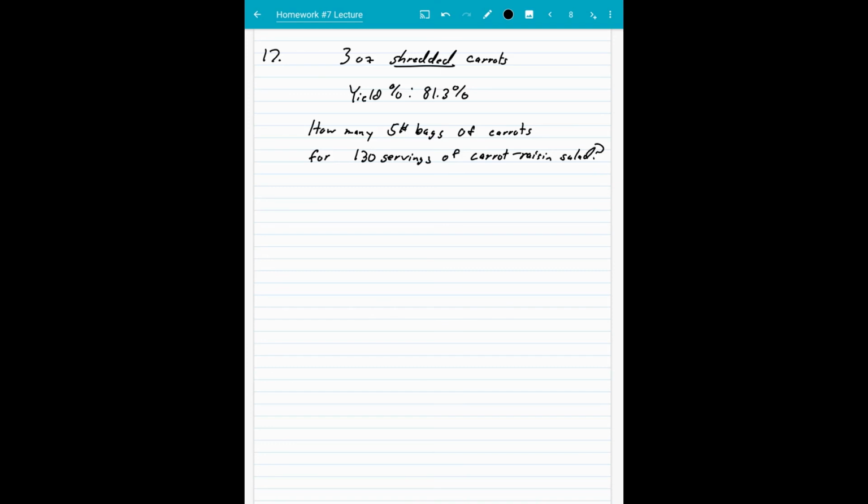So there's our total. We need to figure out our total amount. We need 130 servings. Each serving is 3 ounces. So 130 times 3 ounces. 130 times 3 would give us 390 ounces, and that's our total EP. Again, use the formula AP times yield percentage equals EP. And we can figure that out. We need to find out our total AP so we know how many carrots to buy.